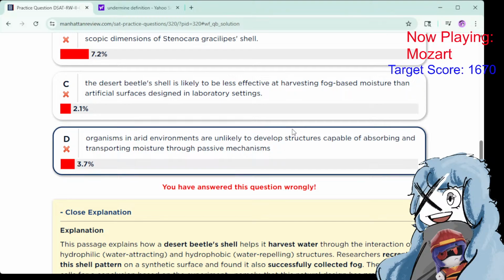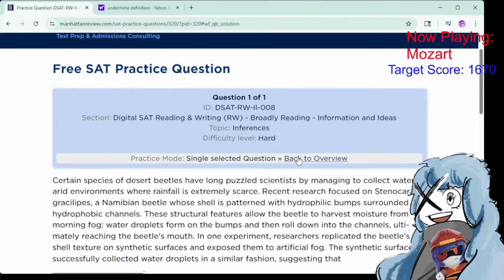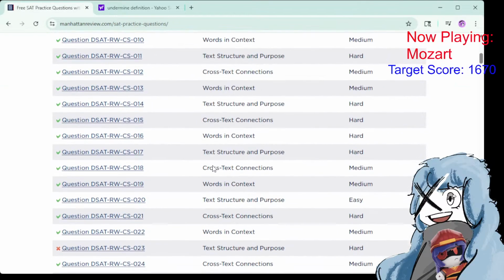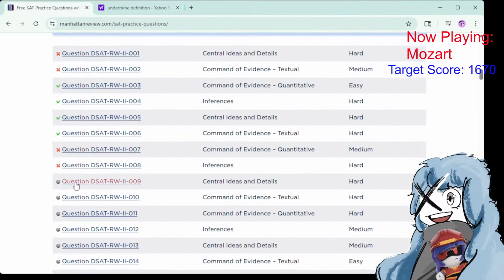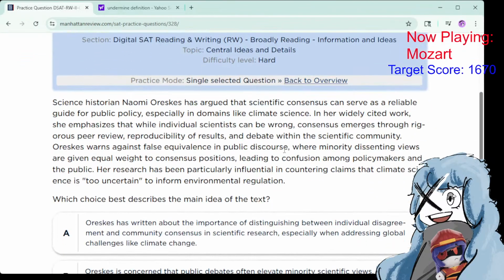I need to wake up. This is so embarrassing. Look at this. What is this? This is why I'm getting like a 1300, bro. So I can make sure every word means something. I hate studying. I hate studying.